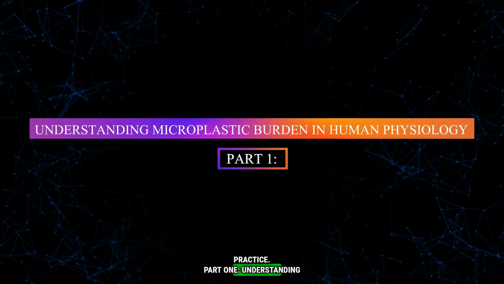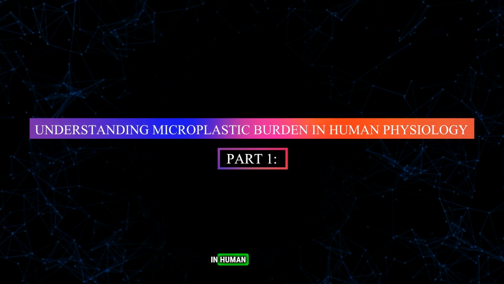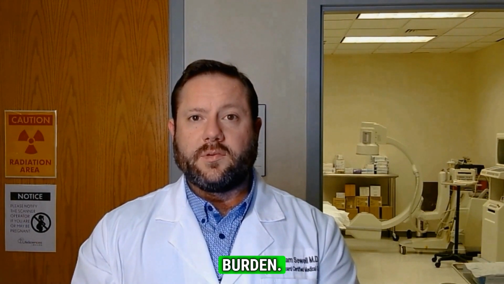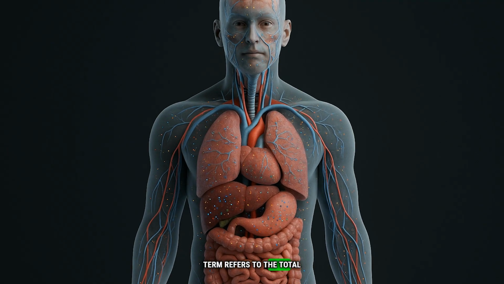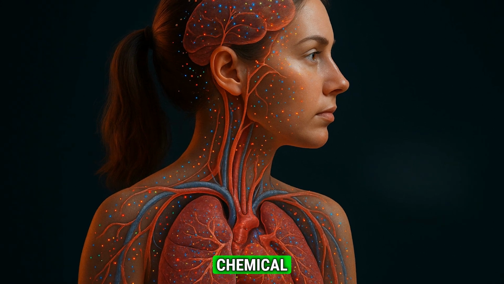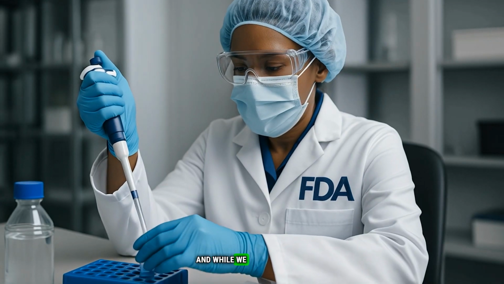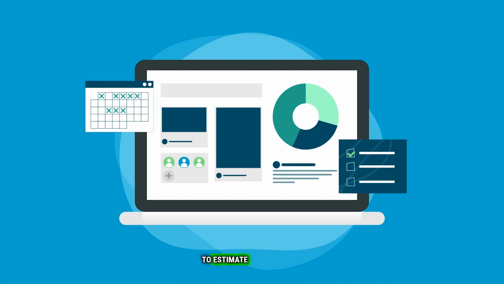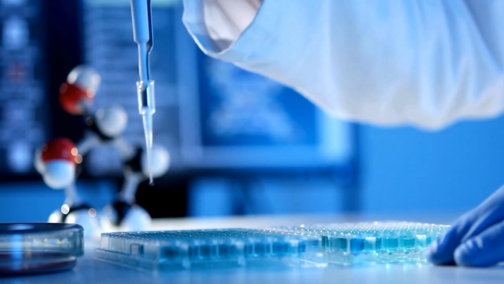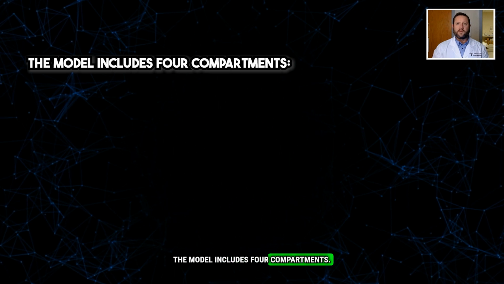Part 1. Understanding microplastic burden in human physiology. Let's begin by defining what we mean by microplastic burden. This term refers to the total mass and distribution of microplastic particles and associated chemical plasticizers present in the body at any given time. And while we currently lack FDA-approved tests to measure microplastic load directly, we can build a clinical model to estimate burden based on exposure history, symptoms, and supporting labs. The model includes 4 compartments.